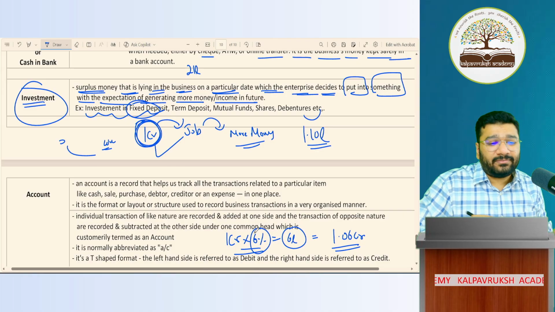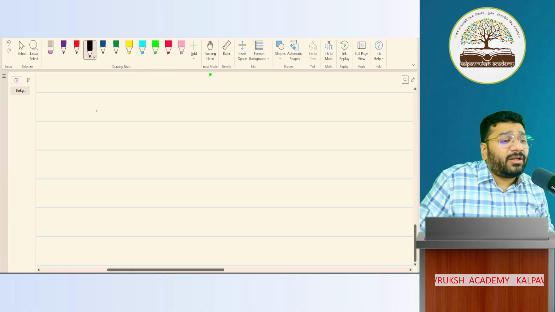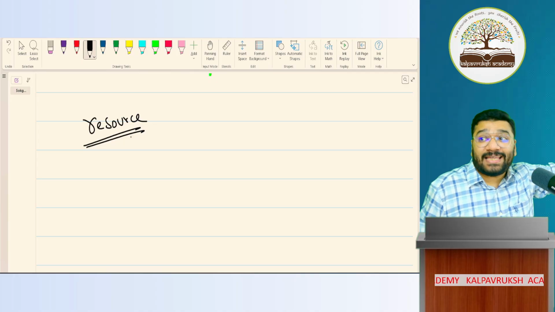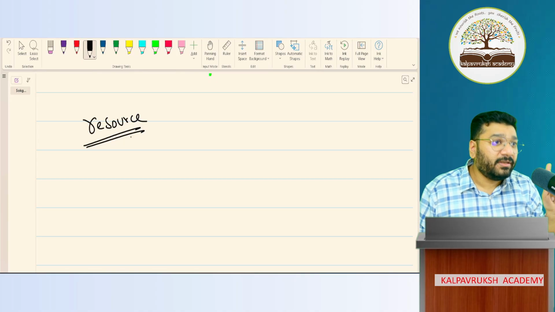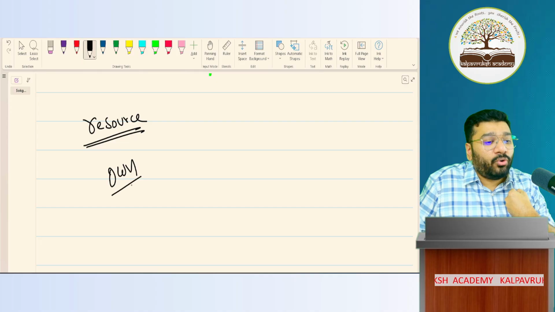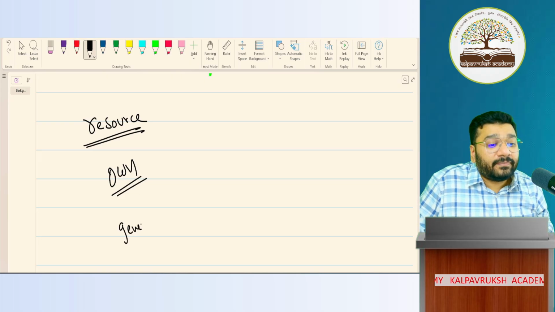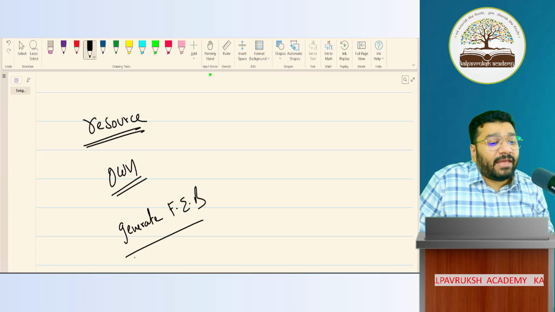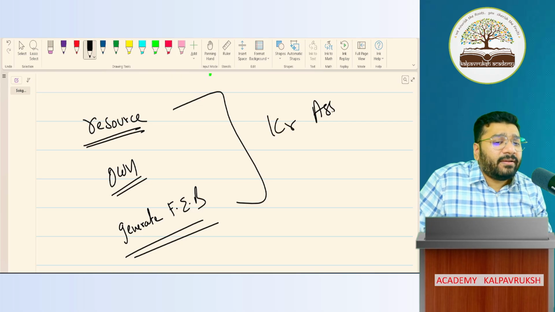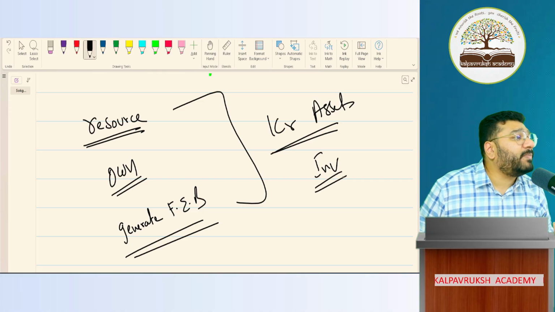So investment, is it an asset? Why is investment an asset? Sir, investment is a resource. Using this, I made 6 lakh rupees profit. This resource, this 1 crore, who owns it? We own it. The business owns it. And this money, what is it going to do? Generate future economic benefit, FEB. Means what? Income in some form or the other. So since all three conditions are satisfied, that 1 crore is my asset, and this asset is named investment. Got it?